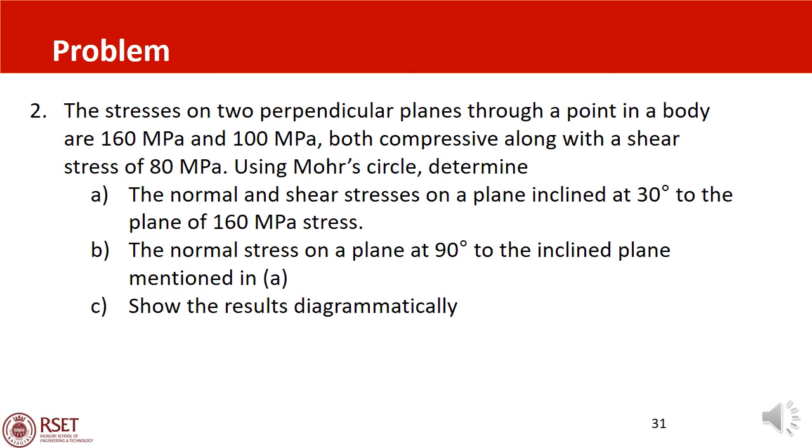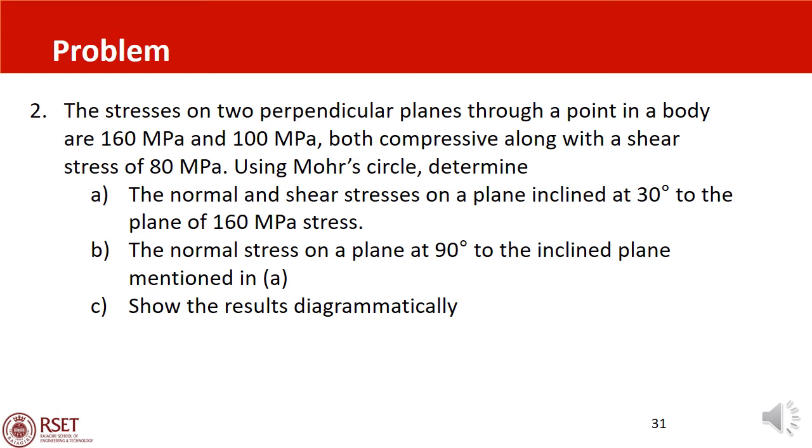The stresses on two perpendicular planes through a point in a body are 160 megapascal and 100 megapascal, both compressive, along with a shear stress of 80 megapascal. Using Mohr's circle, determine the normal and shear stresses on a plane inclined at 30 degree to the plane of 160 megapascal stress. The normal stress on a plane at 90 degree to the inclined plane mentioned in A.